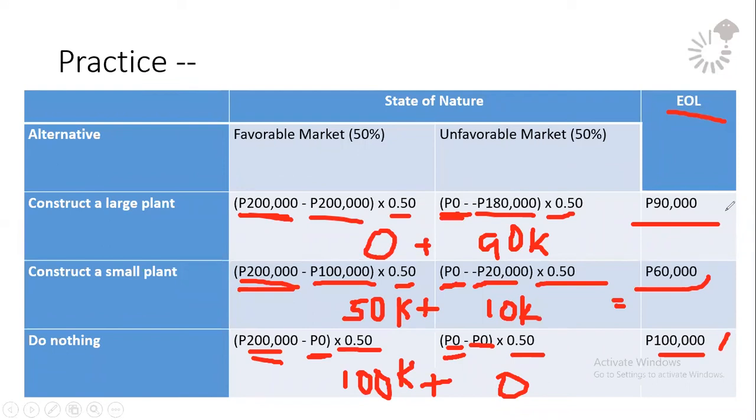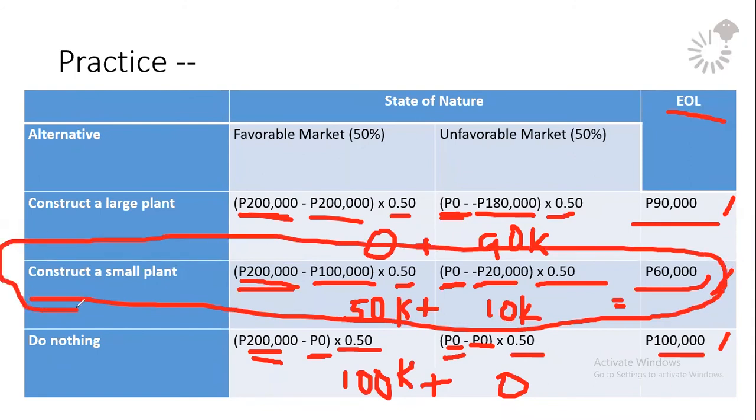Kapag A yung pinili mong action, expected regret is 90,000. If option B pinili mo, expected regret is 60,000. So, ang tinitingnan natin dito is yung pinakamababang expected regret. Yung konti lang yung panghihinayangan ko. So that is 60,000. EOL is pointing us towards the option B, which is construct small plant. So pag ito yung pinili ko, konti lang kung malugi man, hindi man nangyari yung mga favorable consequences, 60,000.